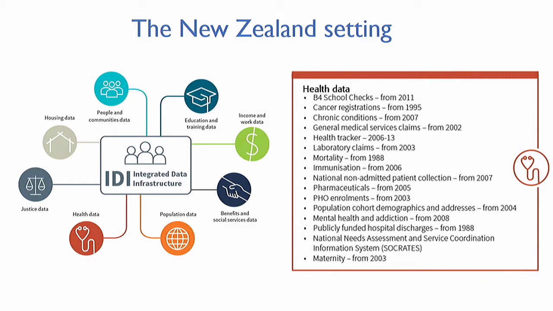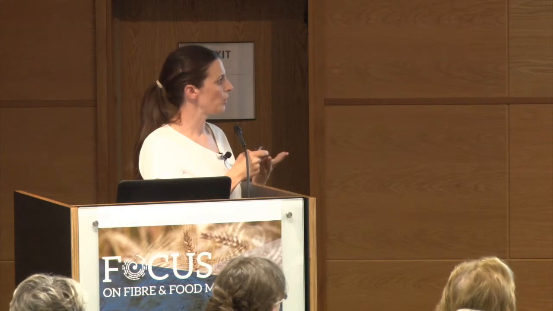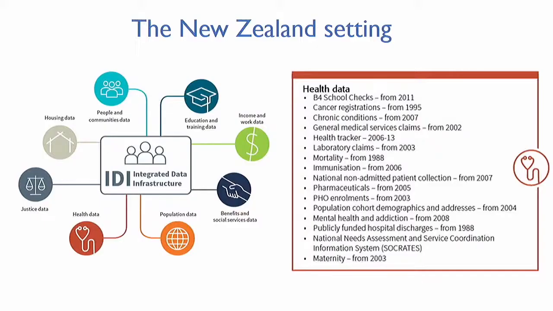But in New Zealand, we actually have very good routinely collected health information. Everyone has a unique health identifier number. We have cancer registrations, mortality registrations, chronic diseases are recorded, even things like pharmaceutical dispensings, and it's all linked to census and justice and housing data even in the IDI.